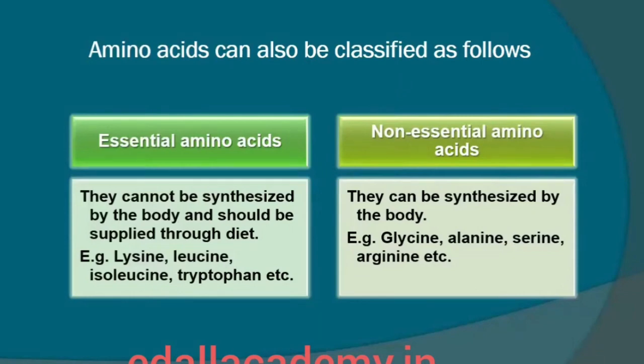At the same time, the amino acids can also be classified as essential amino acids and non-essential amino acids. The essential amino acids are not synthesized by the body and should be supplied through diet, for example lysine, leucine, isoleucine, tryptophan, etc. Non-essential amino acids can be synthesized by the body, for example glycine, alanine, serine, arginine. So it is another kind of classification that you also try to remember.